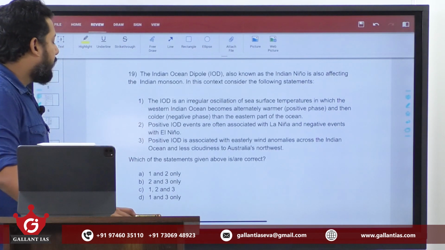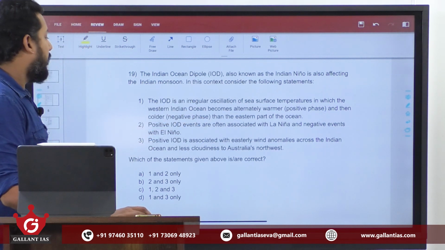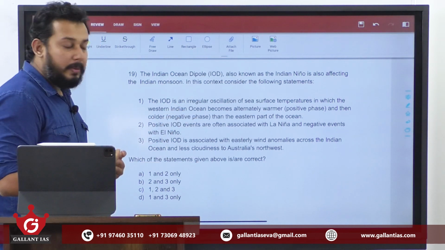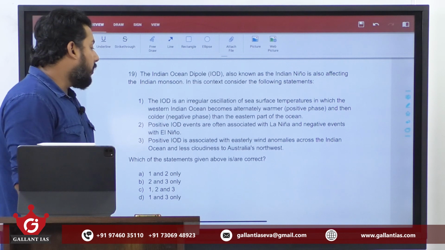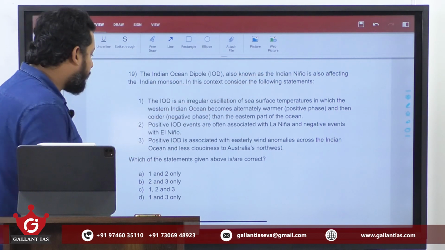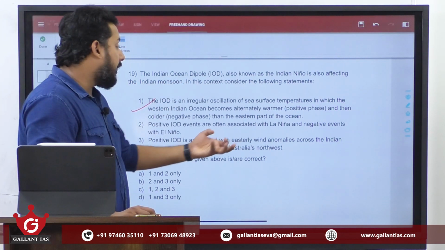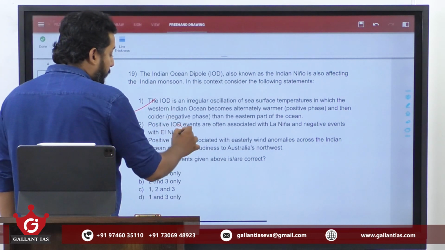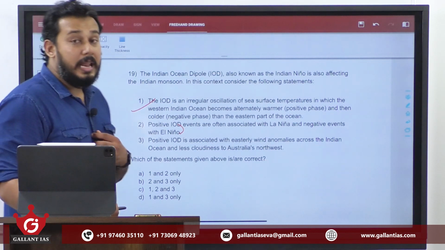we can see the IOD is an irregular oscillation of sea surface temperature in which the western Indian Ocean becomes alternatively warmer, that is the Arabian Sea part becomes alternatively warmer, that is the positive phase, and colder, that is the negative phase, than the eastern part of Indian Ocean. So the first statement is right. Positive IOD events are often associated with La Nina and negative events with El Nino. Wrong, that is incorrectly given. Positive IOD is marked with El Nino and negative IOD with La Nina.